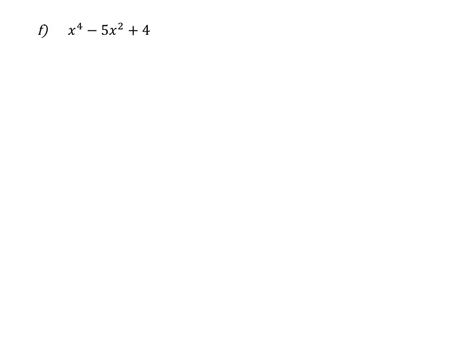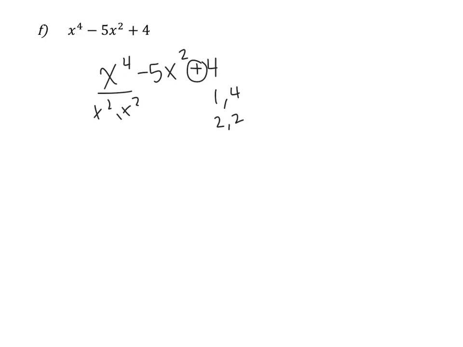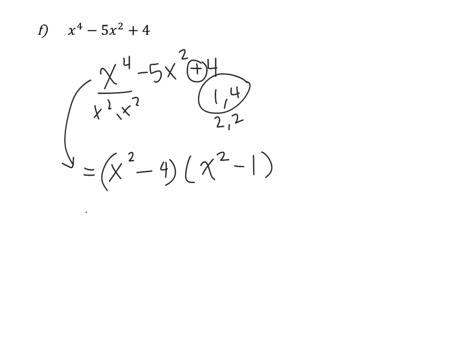X to the fourth minus 5x squared plus 4. Rewriting it just so I have more space. Same sign, I'm looking for a sum. We have x squared and x squared. We have 1, 4, 2, and 2. 1 and 4 will give me a sum of 5, right? They're both going to be negative. So my factorization of this is actually going to equal x squared minus 4 times x squared minus 1.